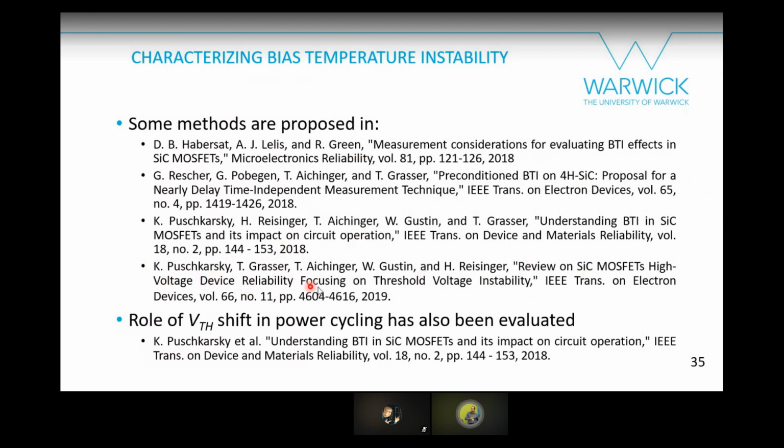And this is a nice review where they compare all the different methodologies. They show the implications of using slow methods and that stuff. What's the comparison between using one and the other? So there is a lot of activity there. If you are interested in these methodologies, these are good papers to check. And then the role of the threshold voltage shift in power cycling has also been evaluated.